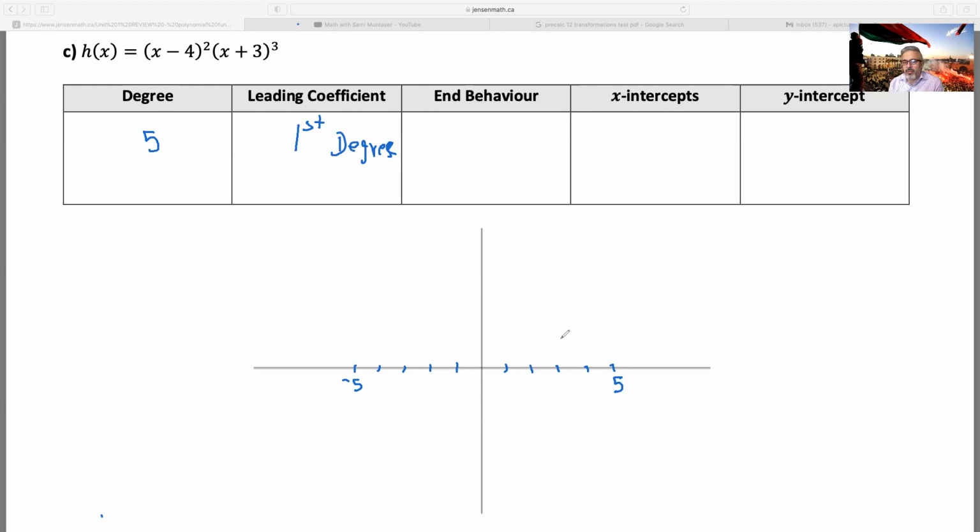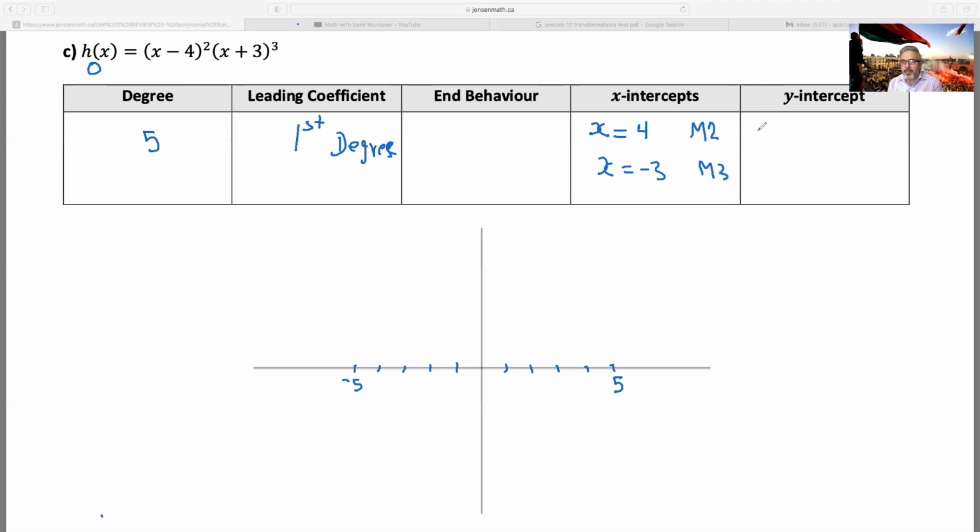And behavior, we'll look at that later. The x-intercept, right away, you're making this 0. So if you make this 0 and it's in factored form, you know you have x equals 4, and it's a multiplicity of 2 because of the square on top. And x equals -3, and it's a multiplicity of 3 because of the cube on top.